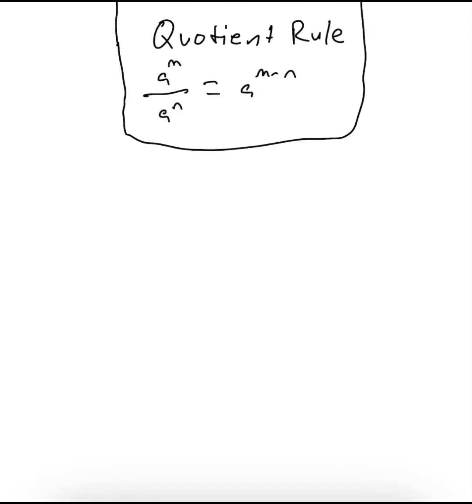In this video, we're going to be dividing exponents with a common base using the quotient rule. Now, the quotient rule states that a raised to the power of m divided by a raised to the power of n is going to equal a raised to the power of m minus n.